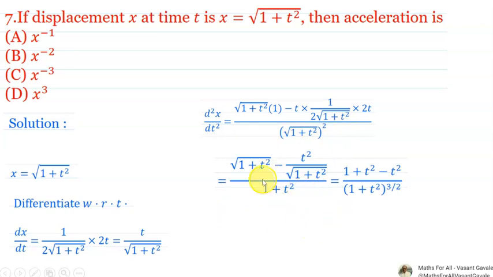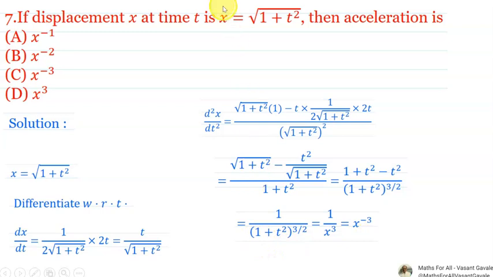And after simplification, root of 1 plus t square minus t into t square upon root of 1 plus t square. You will get 1 plus t square minus t square upon root of 1 plus t square into 1 plus t square, that is to the power 3 by 2. The t square minus t square get cancelled, then you will have 1 upon bracket 1 plus t square raised to 3 by 2.